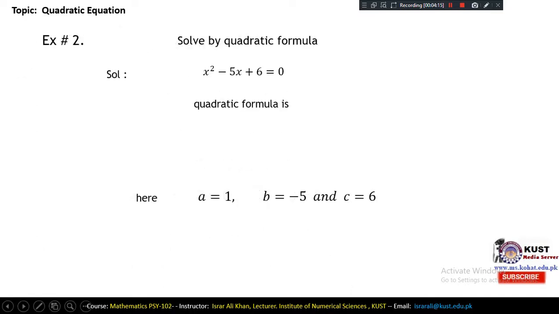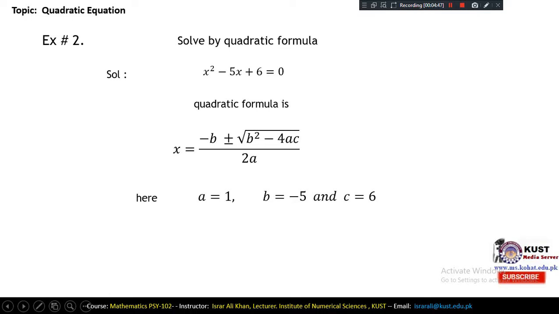And now this is another quadratic equation. We have to solve this by the quadratic formula. The equation is x square minus 5x plus 6 equal to 0. And we know the quadratic formula is x equal to minus b plus minus the square root of b square minus 4ac, divided by 2a. If we compare this equation with the general form of a quadratic equation, which is ax square plus bx plus c, we get a equal to 1, b equal to minus 5 and c equal to 6.